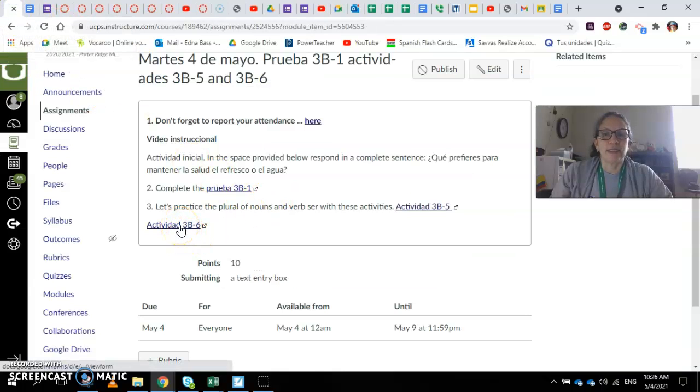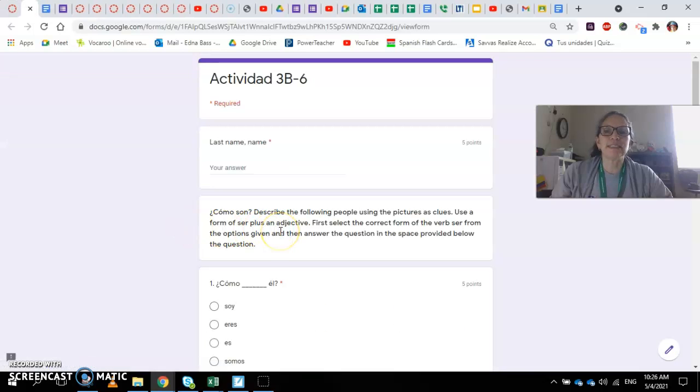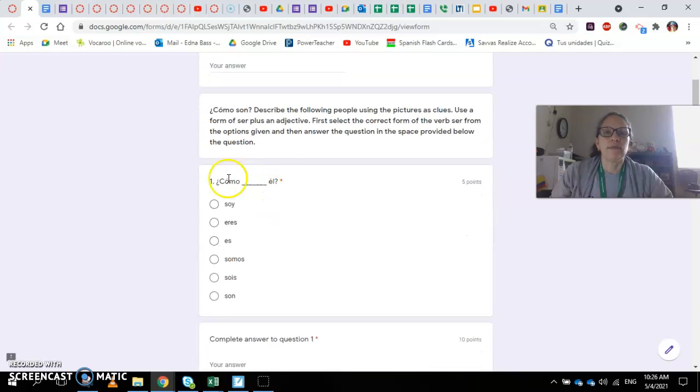Then you have your actividad 3B-6. In your actividad 3B-6, you have this form. And we're going to practice the verb ser. That is what we are learning in this chapter. And this is just to close up with this chapter. So you're going to select what goes in here. What form of the verb ser? These are all the forms of the verb ser. That is an irregular verb. And you're going to tell me which one goes here.